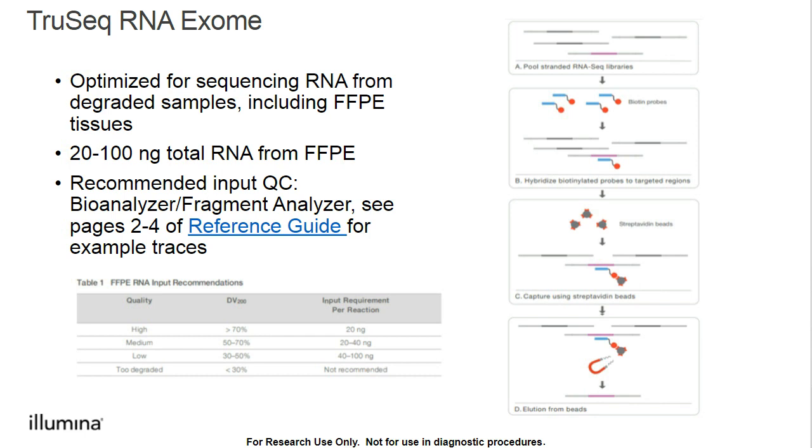So for high quality samples with that DV200 of greater than 70%, we can use 20 nanograms of input. But if we have a more degraded sample with that 30 to 50% DV200, we're going to use somewhere in the range of 40 to 100 nanograms. And for samples with DV200 less than 30%, we don't recommend trying to proceed with library prep. We just don't anticipate getting a successful library out of those types of samples.